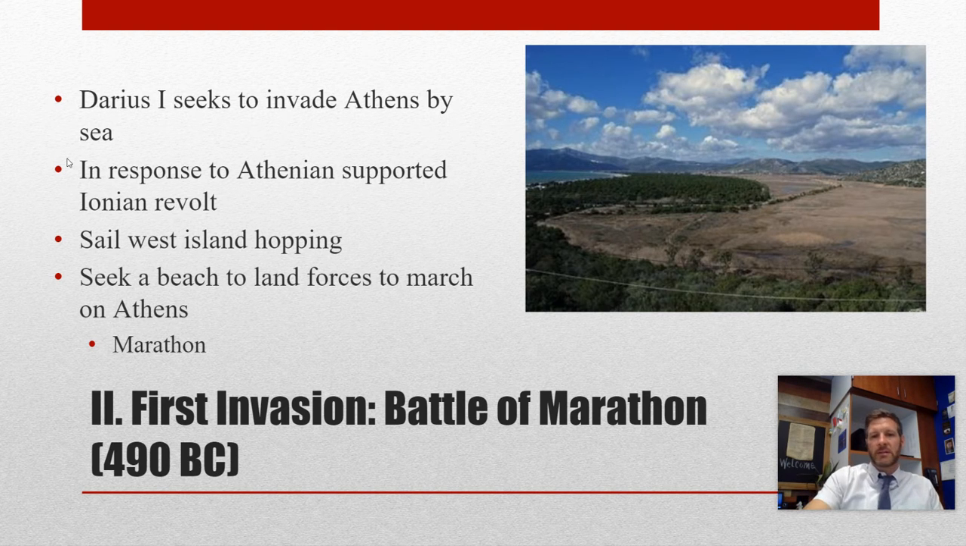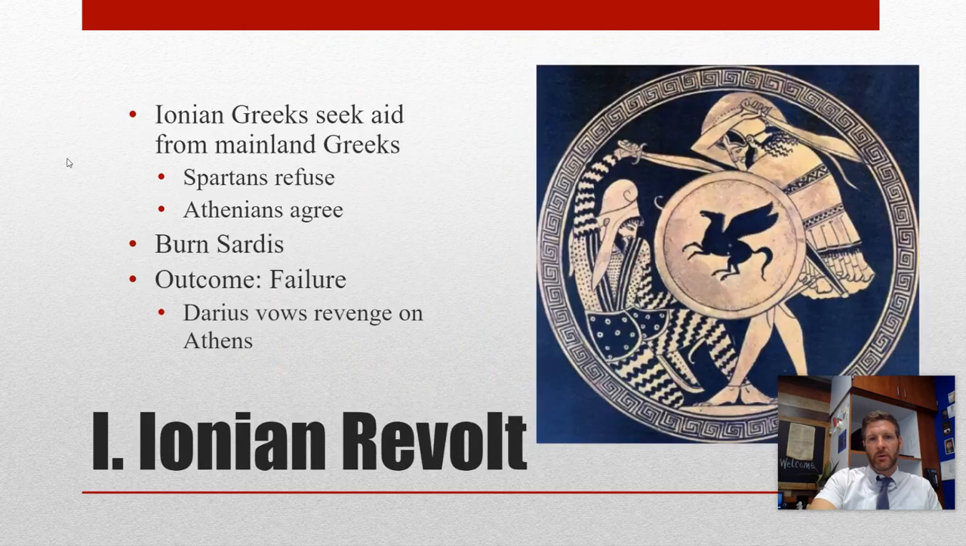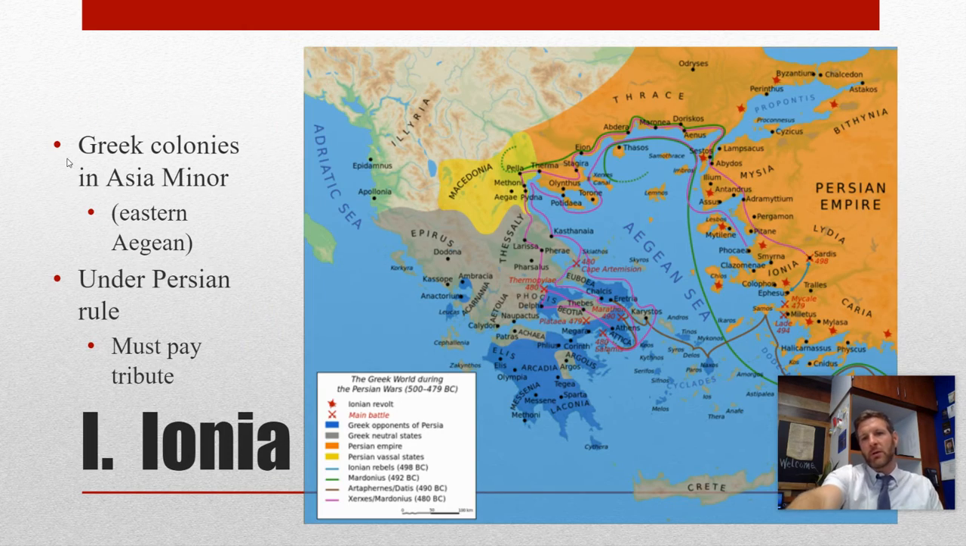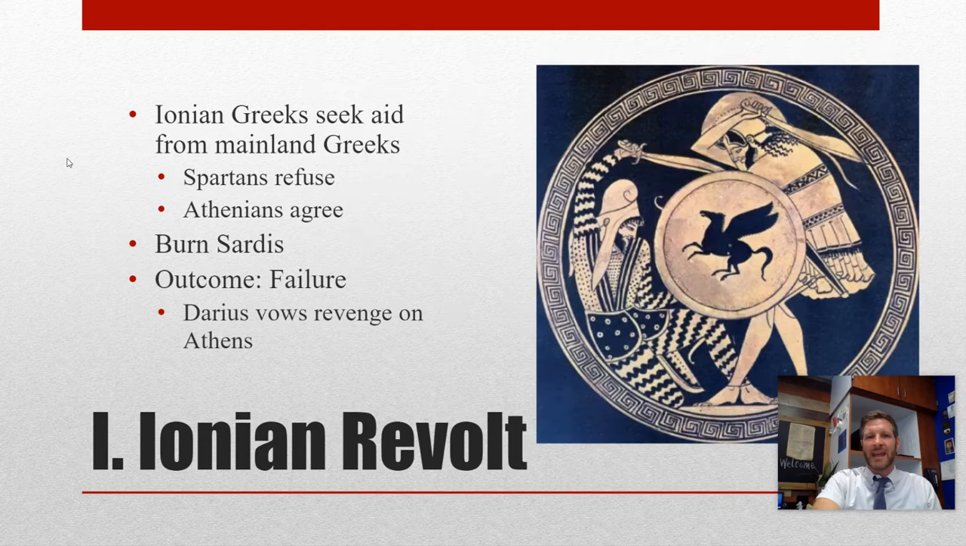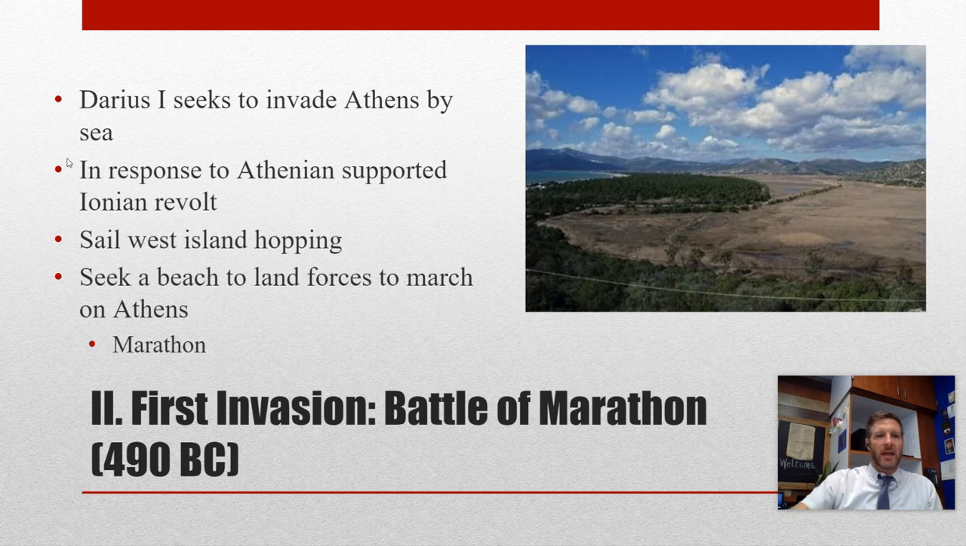So he hops. Let's see, we're going to get a map here in a second. Maybe I'll go back to this map. So he begins hopping across the islands on his way to Athens, and you can actually see the darker brown or purple line. That is the route they take to invade and attack Athens via a naval landing. So it's a beach landing.